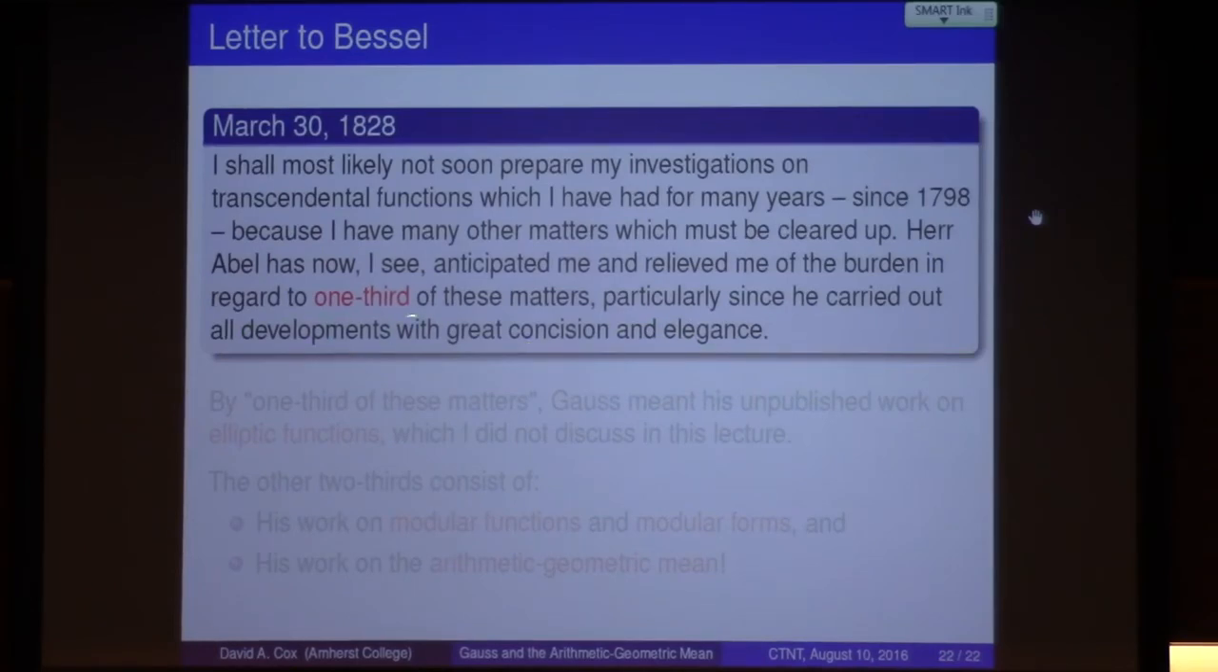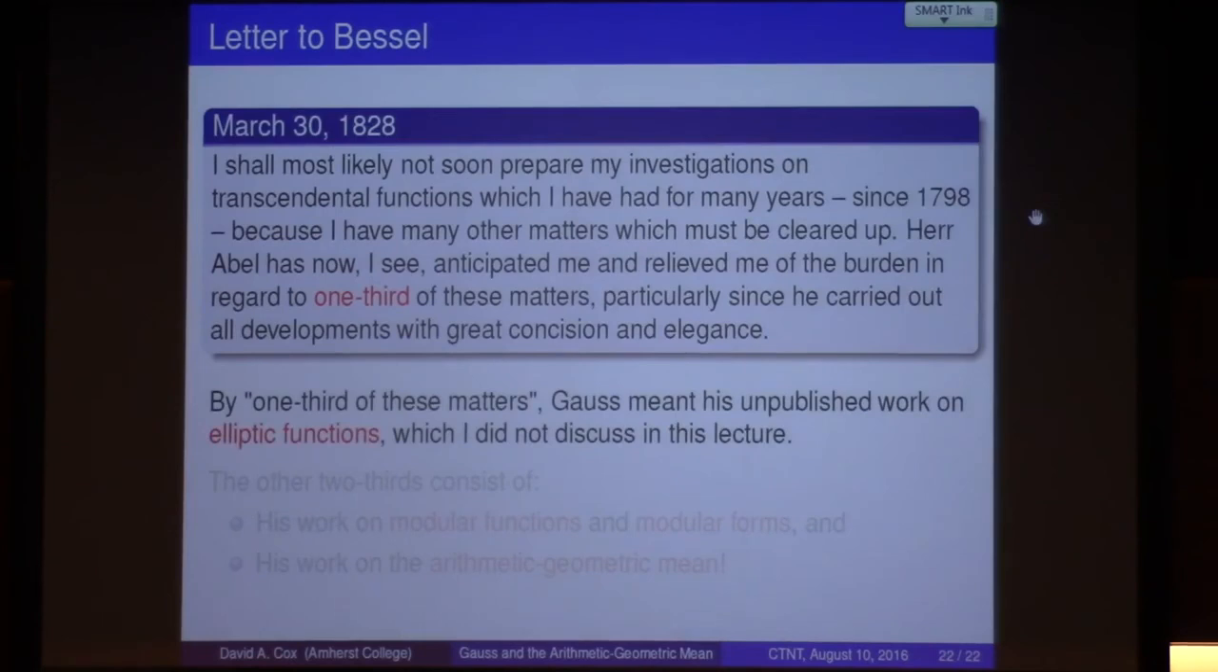Now, that looks pretty arrogant. Abel does this fantastic stuff, and it says, that's only 1/3 of what I've done. So the question is, and I should say that Gauss did have a complete theory of elliptic functions. That's something I didn't touch on in the lecture, but he did: take the elliptic integral, take its inverse function, and he had a nice, beautiful theory of elliptic functions. And so, when Gauss says that Abel is relieving the burden with regard to 1/3, that is really true.